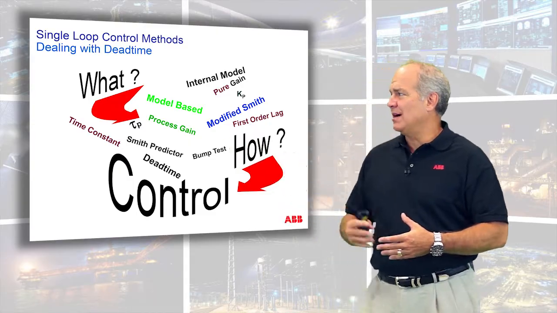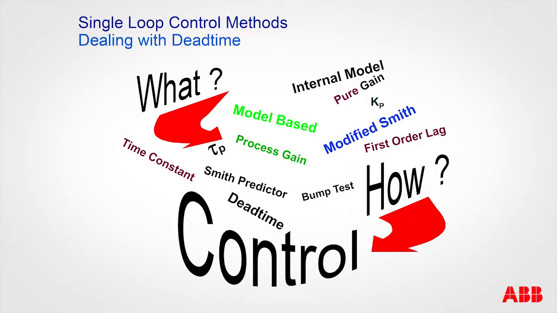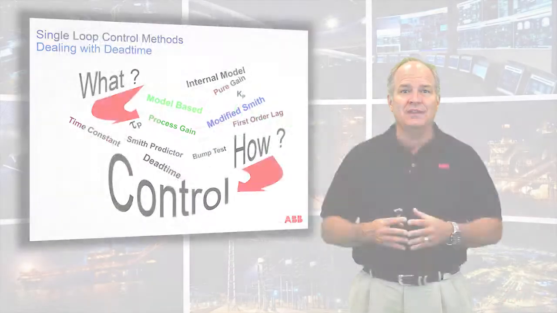So what is internal model control, or Smith predictors, or modified Smith predictors? How do I deal with dead time? What's a 3-parameter model versus a 2-parameter model? Model mismatch is going to become a much bigger discussion in today's presentation.